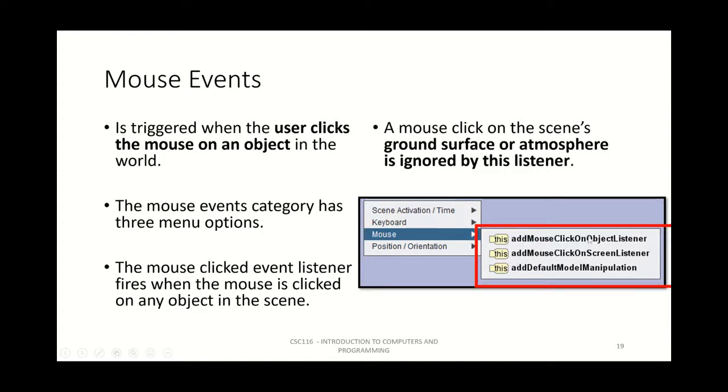Add mouse click on the object listener, add mouse click on the screen listener, and add default model manipulation. The mouse click event listener fires when the mouse is clicked on any object in the scene. So you must click on the object for it to take action. But a mouse click on the scene's ground surface or atmosphere will be ignored by this listener. If you choose mouse click on the object and click on the scene ground surface, it will ignore.